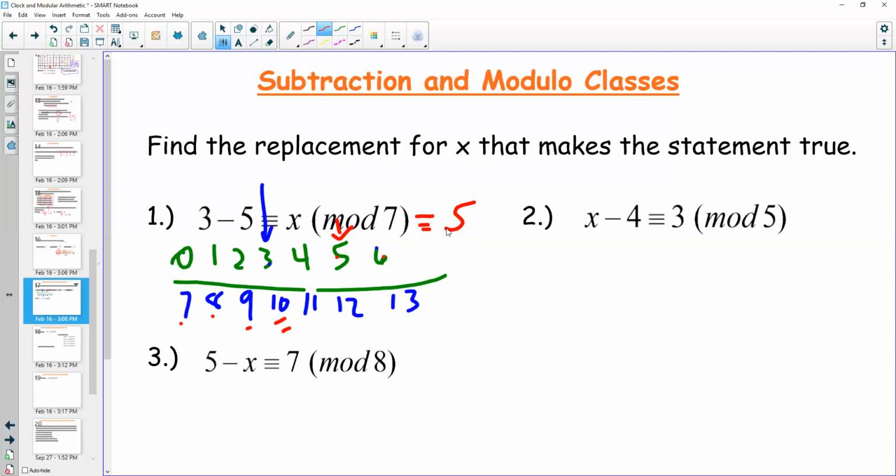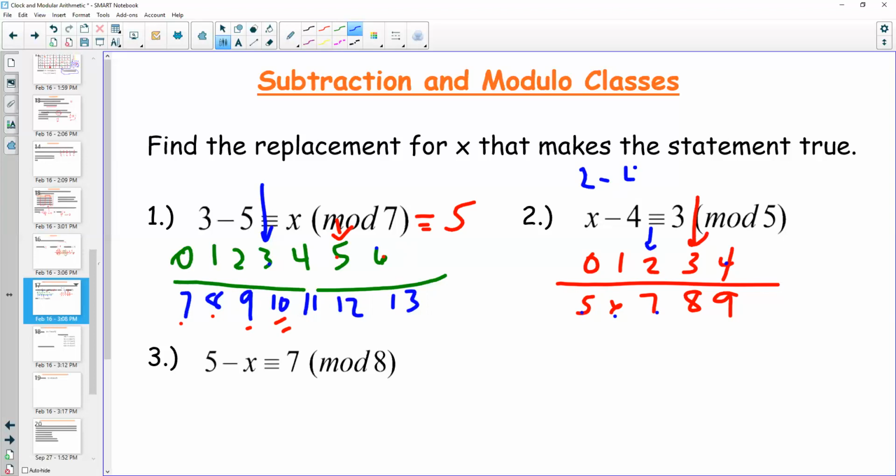In mod 5, something minus 4 gets me 3. So I'm going to go 0, 1, 2, 3, 4, 5, 6, 7, 8, 9. When I subtract away 4, I want to end up here at 3. Well, to figure out the opposite operation, I can just go forward 4, right? 1, 2, 3, 4. What column am I in? I'm in column 2. So 2 minus 4 is 3.